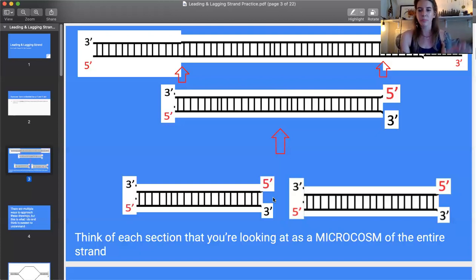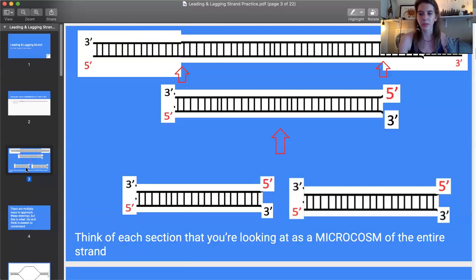So no matter how you split up the genome and what you're looking at, you're always going to be able to have this relationship of having one side be 3' and one side be 5'. So you can essentially think of each section that you are caring about at a particular moment in time as kind of like a microcosm of the entire strand. So if we look at this, we can see that it has the same directional relationship as this huge strand, even though we did multiple things. We first just looked at this, and then we just looked at this. So we're still having that same exact relationship.